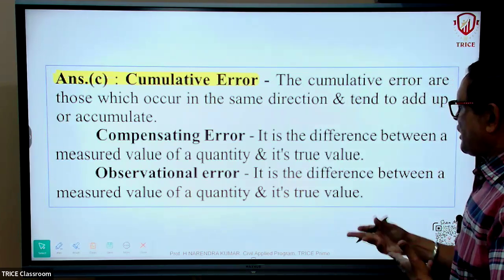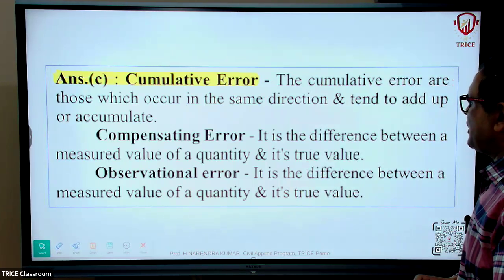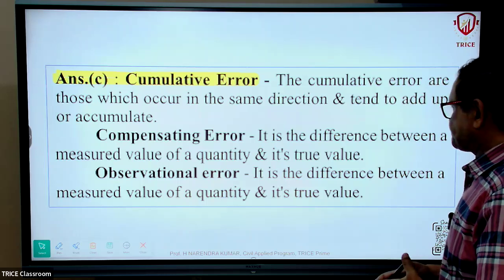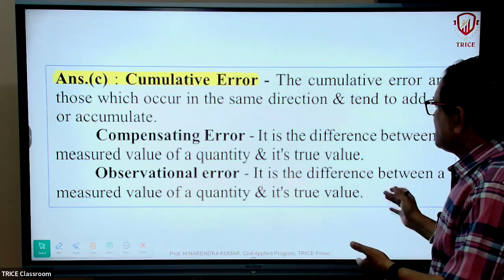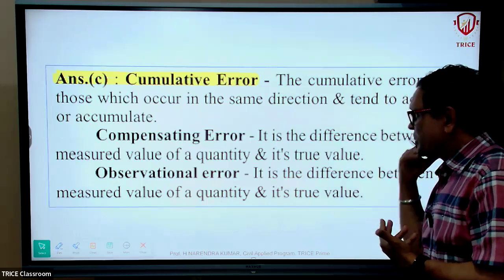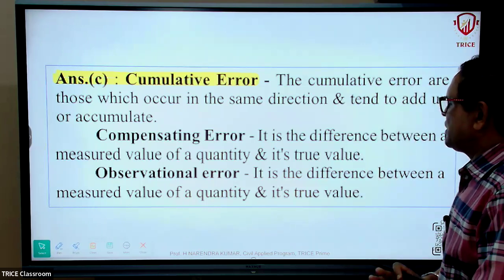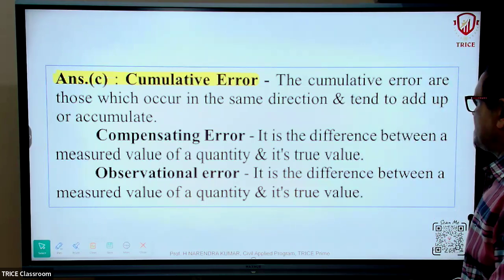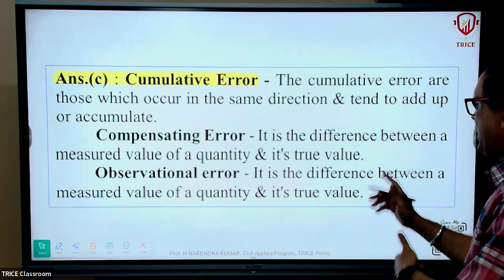Whereas compensating error, I am giving you some more information. It is the difference between a measured value of a quantity and its true value. Okay, what is true value? Once again, I can go on explaining all these things, but I need more time. Okay, let us stick to the answer. I am giving some more information along with the answer. Observational errors: the difference between a measured value of a quantity and its true value.